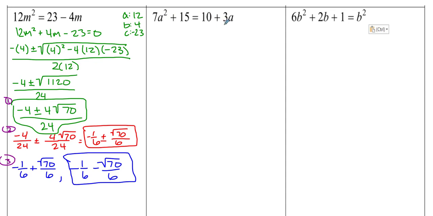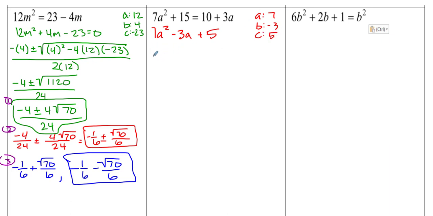So we got a lot of stuff to move, so we got to move this 3a over and this 10, so that's going to be 7a squared. We're going to have a minus 3a, and then I'm also going to subtract this 10, so 15 minus 10 is going to give me positive 5. And then let's find our a, b, and c. So my a is 7, my b is negative 3, and my c is positive 5.